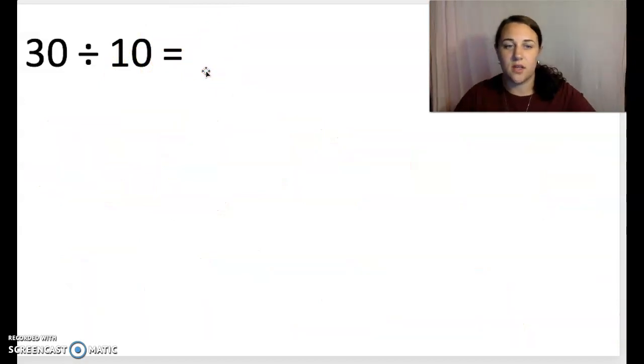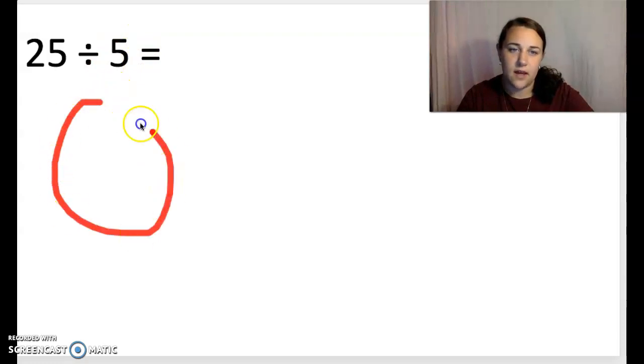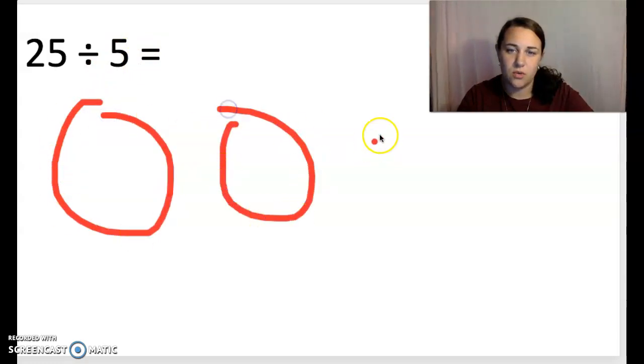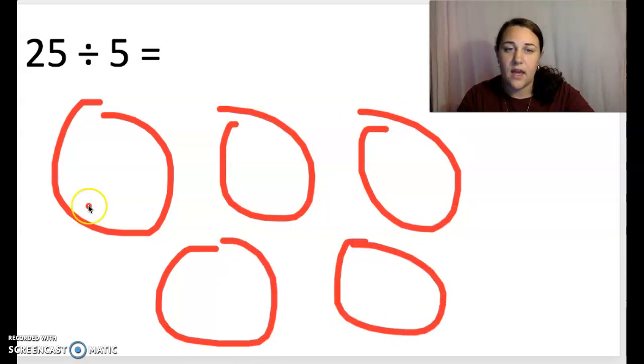Okay, so let's do another one together. I have 25 divided by 5. So I have to divide 25 equally into 5 groups. I make my 5 groups: 1, 2, 3, 4, 5. And now I count to 25, putting a line in each group.